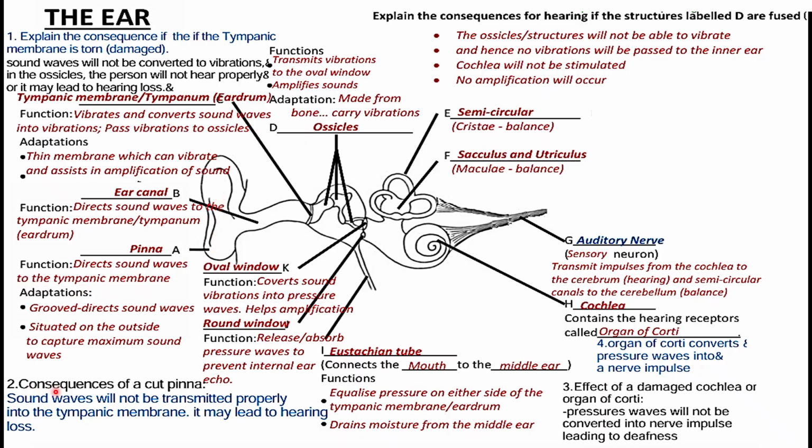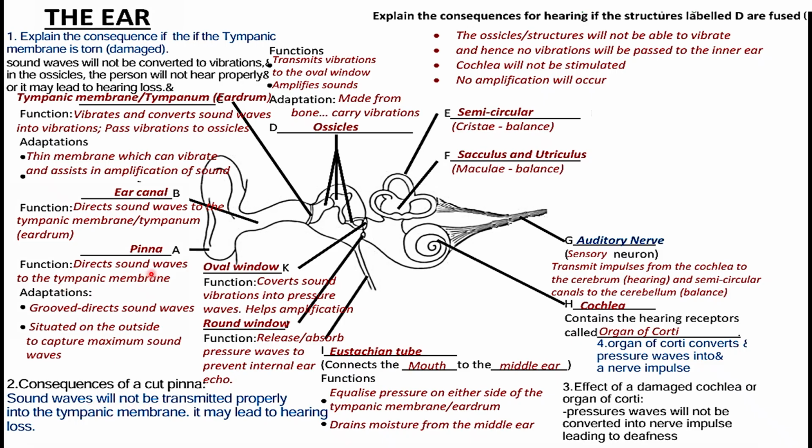Now we go on to a contextual situation where we have to explain the consequences of a cut pinna. If your pinna is cut off, what will be the consequence? Here are the possible consequences. Sound waves will not be transmitted properly into the tympanic membrane, and it may lead to hearing loss. But remember, the function of the pinna is to direct sound waves to the tympanic membrane. Hence, if it is cut off, what's going to happen?